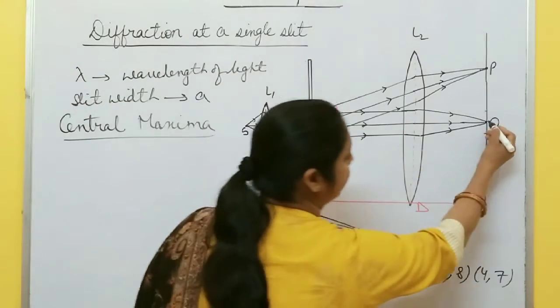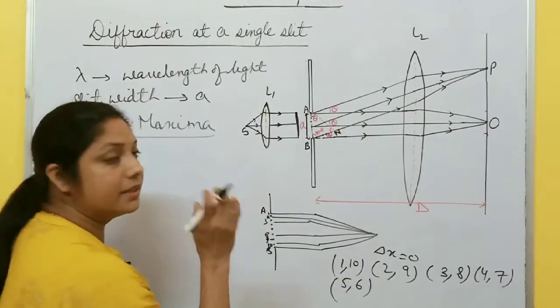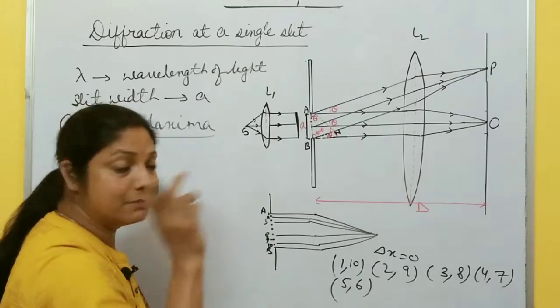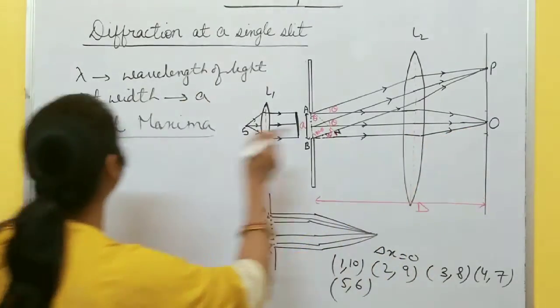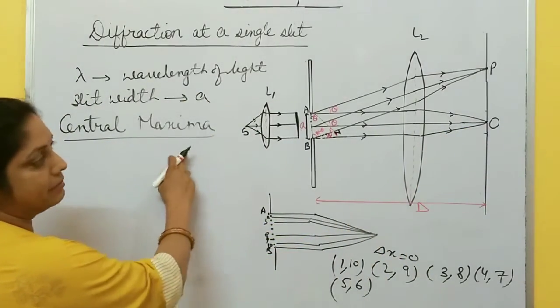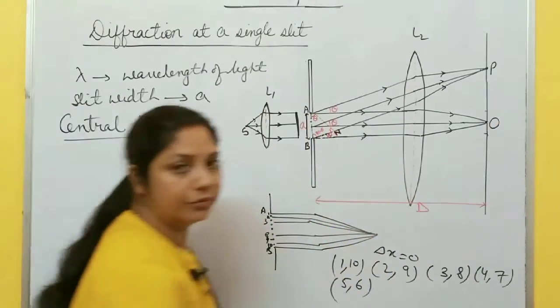So at the center of this screen there is maximum intensity, the maximum brightness is there. That's why the central maxima is formed at point O of the screen.